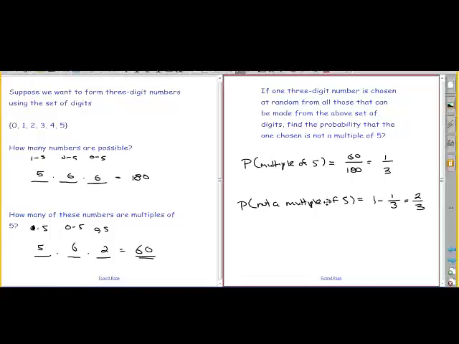It either has to be a multiple of 5 or not a multiple of 5. So if you add these 2 probabilities, you get 1, which is certain. It's certain that if you pick a number out of there, it's going to be a number. That's kind of what 100% certainty means.